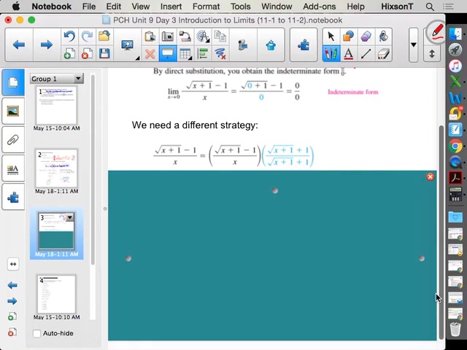So we had this minus 1. So now the conjugate of that is going to be square root of x plus 1 plus 1. Alright? When I'm multiplying, this is the part that's easy to mess up. Okay? So be careful with this part. When I'm multiplying these together, I have the square root of x plus 1 minus 1 times the square root of x plus 1 plus 1.